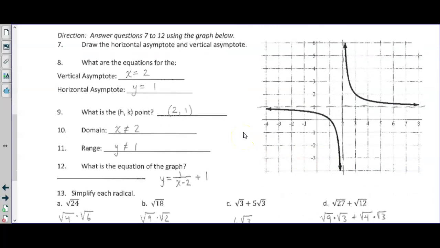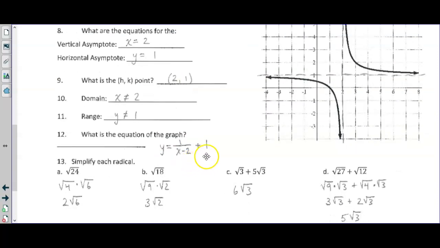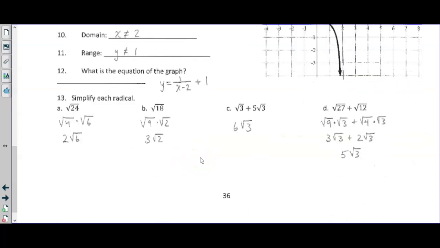Each key point is just going to be the intersection of those asymptotes. So x equals 2, y equals 1, domain then excludes those values, and then the equation would have to show that shifting. And finally, some radical practice. So taking each one, breaking it into a square factor, and then simplifying from there.